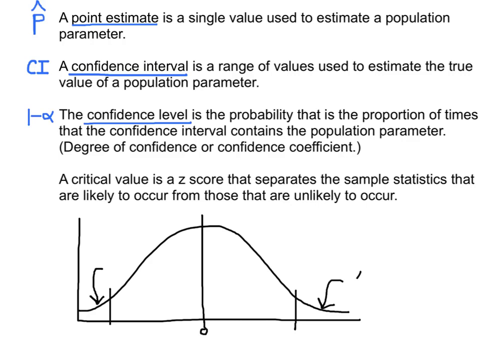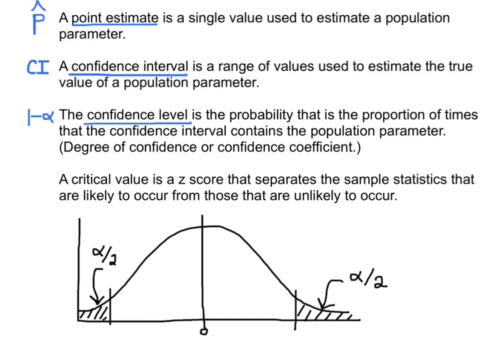In other words, this area to the right of the line is alpha over 2, 1/2 alpha, and this area is also 1/2 alpha. Those areas are each half of alpha, and when you add them up we get a full alpha. So the area under the curve that I didn't shade, the area in the middle, is 1 minus alpha, or 100% minus alpha.